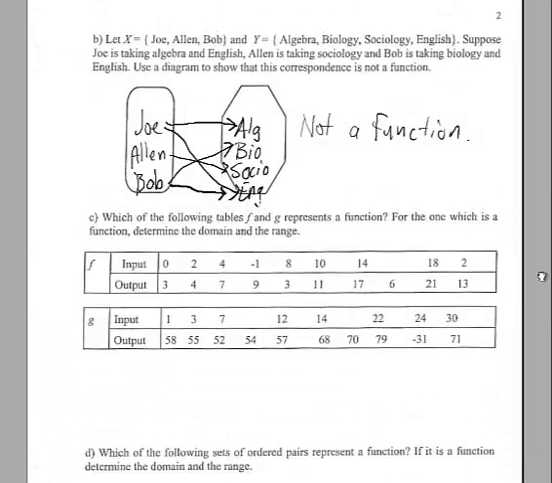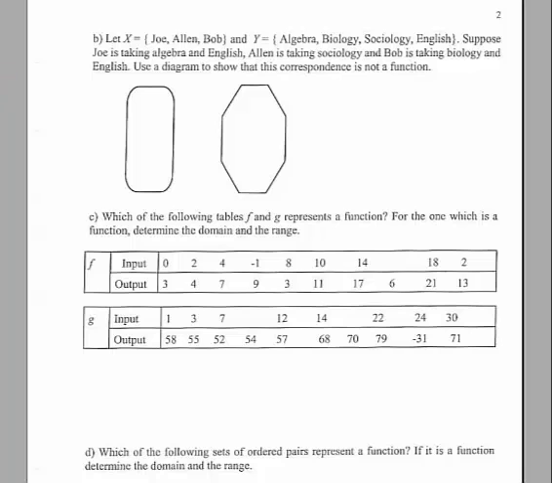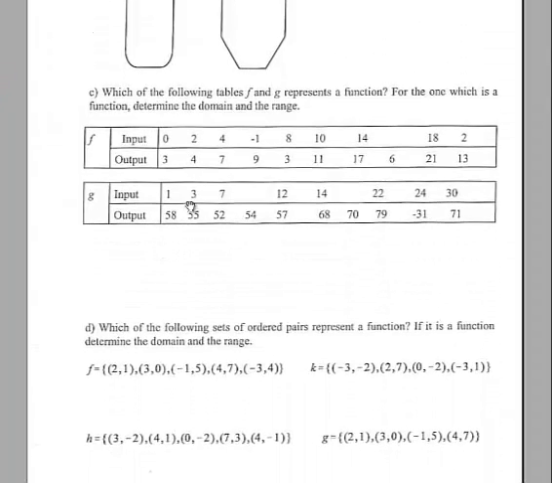Alright, let me erase this, and we'll move on to the next example. C, okay. It says, which of the following tables, F and G, and that was another way we could represent a relation or a function through a table. For the one which is a function, determine the domain and the range.